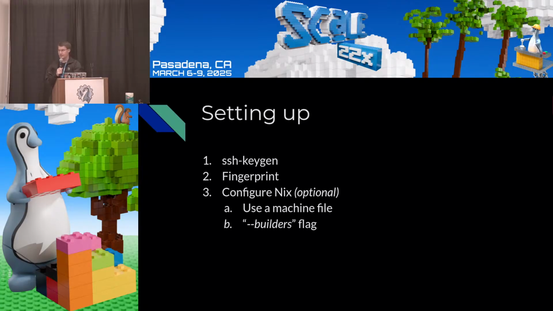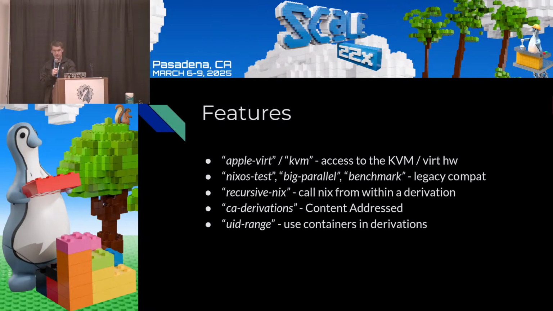And so one of the things with this is there's a concept called features, which describes what exactly the system supports. So this is things like KVM, so whether or not the system has the ability to run virtual machines on the hardware. There is the NixOS test feature, which is left over from previous Nix versions. There is this recursive-nix one, where Nix itself does not allow itself to be called from within the sandbox. So recursive Nix allows you to use Nix inside of itself.